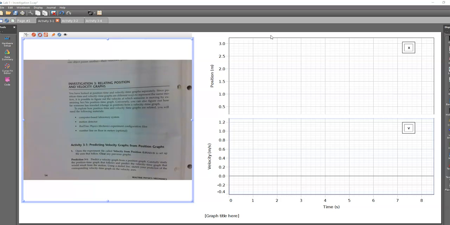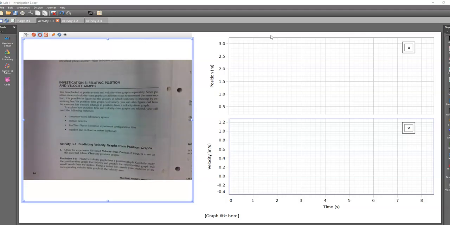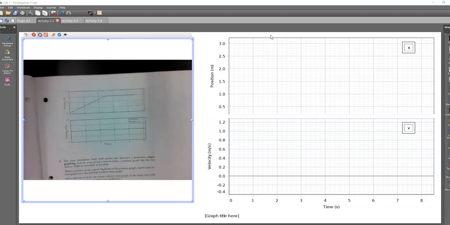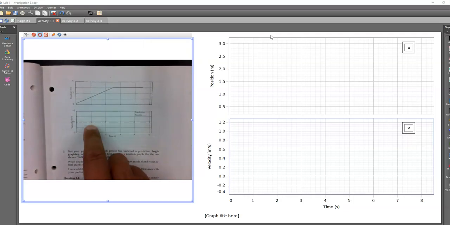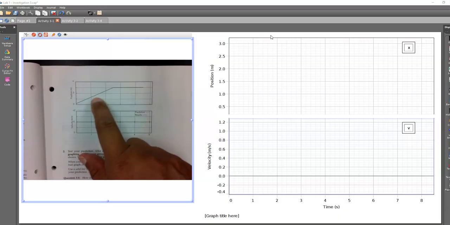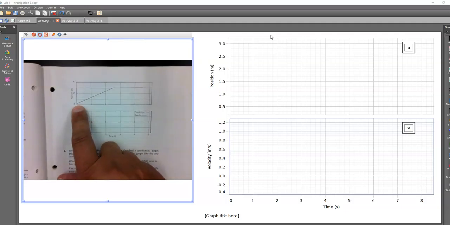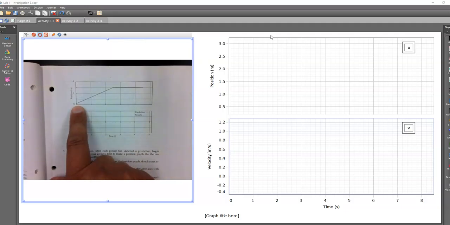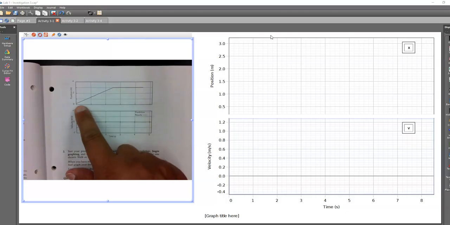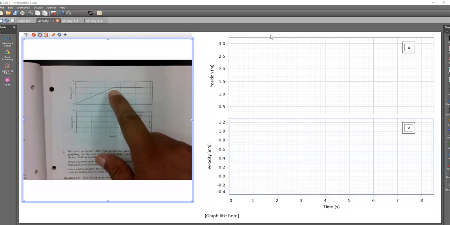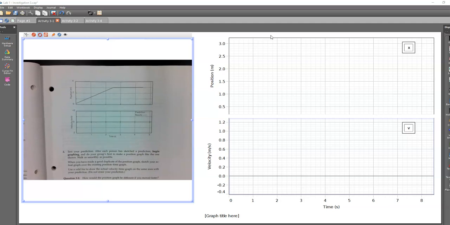Okay? So activity 3-1, predicting velocity graphs from position graphs. What I want you to do is first predict what the velocity graph is going to look like given this position graph. As you can see, the position graph starts at just beyond 0 meters, and then for 3 seconds moves away to 3 meters, and then stays at 3 meters. So what would the velocity graph look like for that motion?